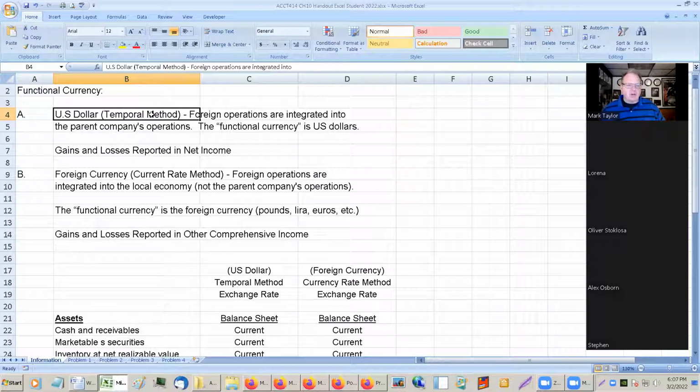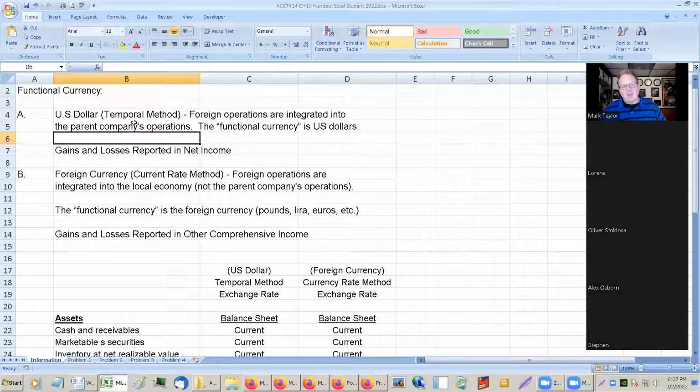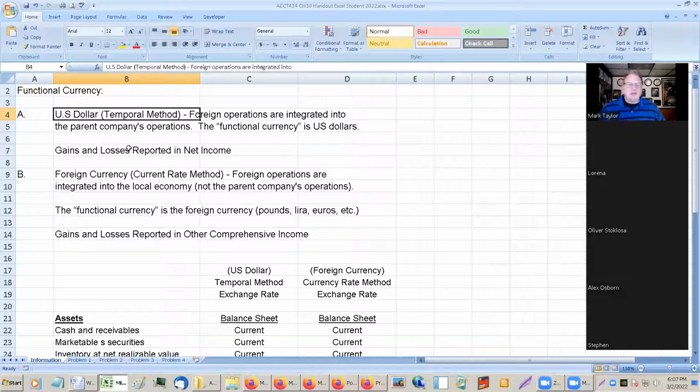The two methods that we're going to have are, when the money is kept in US dollars, they're going to use the temporal method, which we'll get into in a minute. But that's when you have a country that, for whatever reason, you're taking their currency and translating it into US dollars and bringing it into your operation. In other words, it's very intricately involved in your operation. You're bringing the money back to the United States.